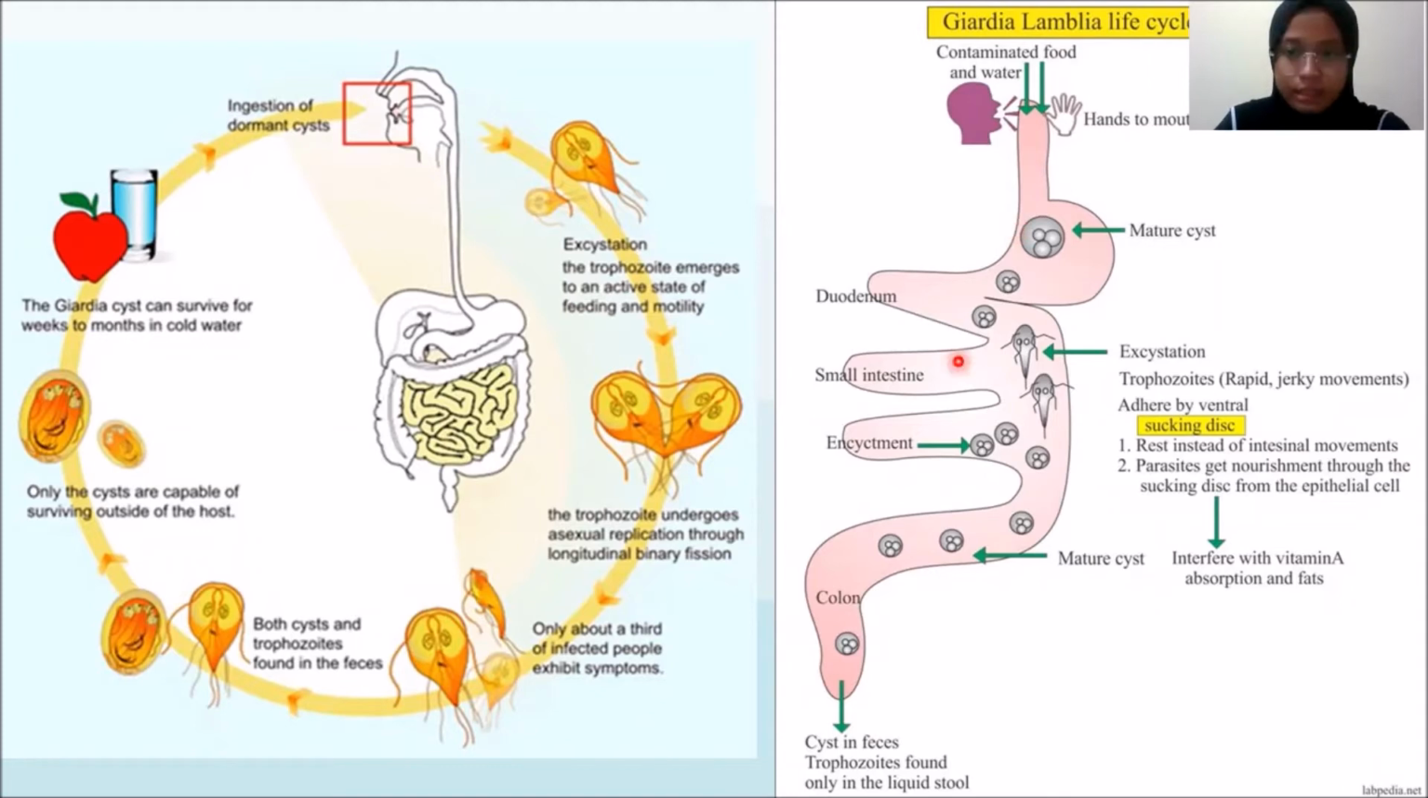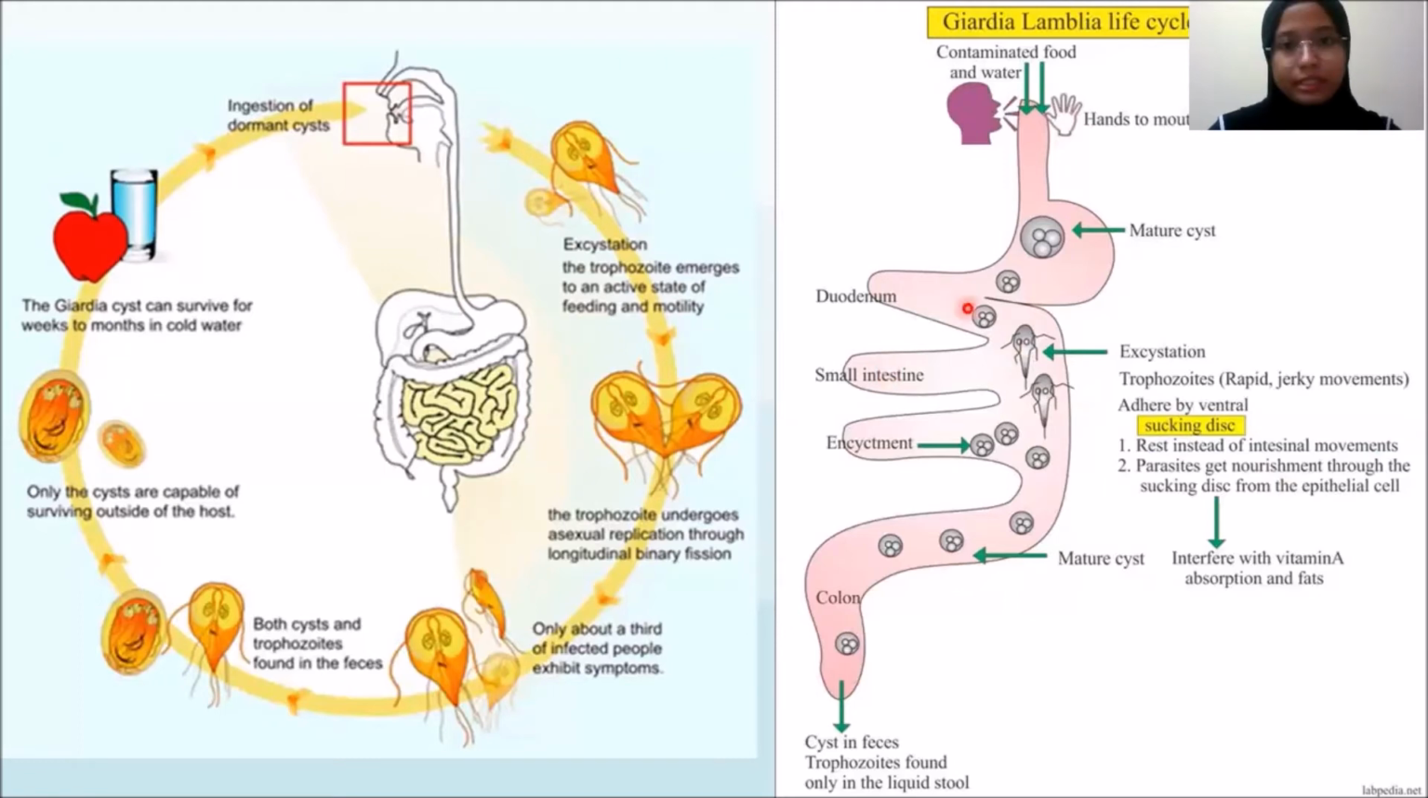In the small intestine, excystation produces trophozoites. Trophozoites are the active form of Giardia, and each cyst will produce 2 trophozoites. The active trophozoites will attach to the epithelial cells in the small intestine and interfere with vitamin A and fat absorption. This is responsible for the symptoms of giardiasis, such as diarrhea and abdominal pain.